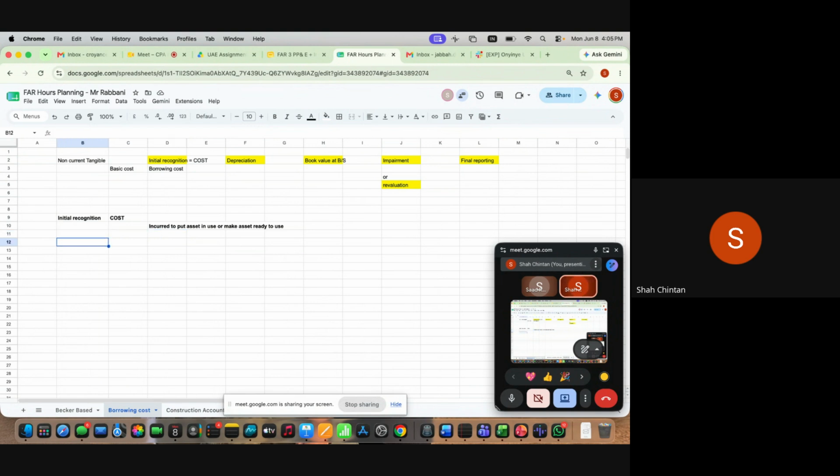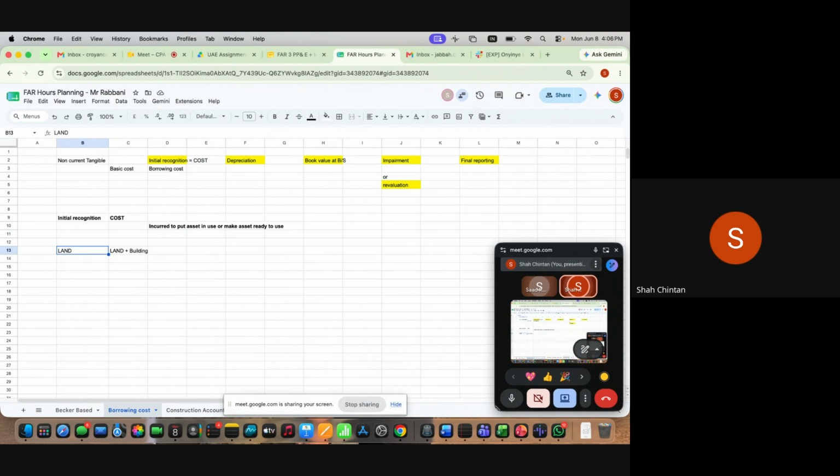Now, there is one small concept in your book which is about land and land plus building. Land is a non-depreciable asset. Its value never goes down. So first of all, why do we charge depreciation? We charge depreciation because it reduces the value of the asset. However, land is a non-depreciable asset, so land can never be depreciated.